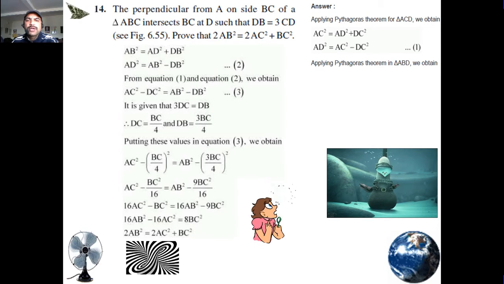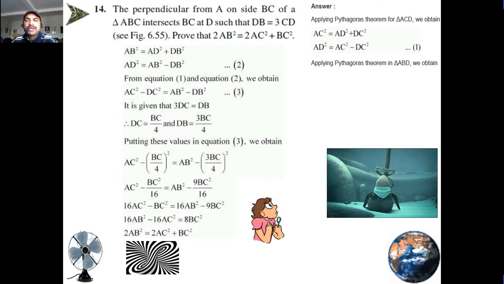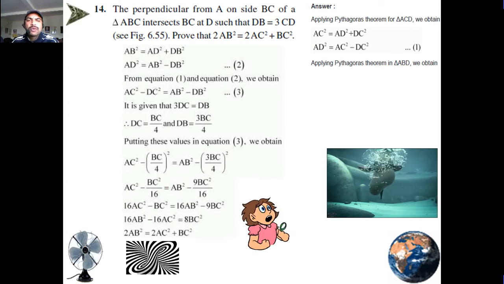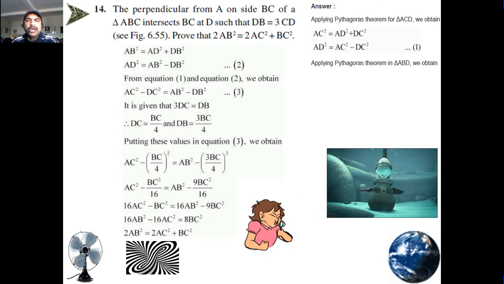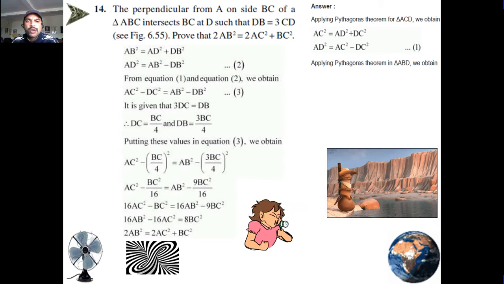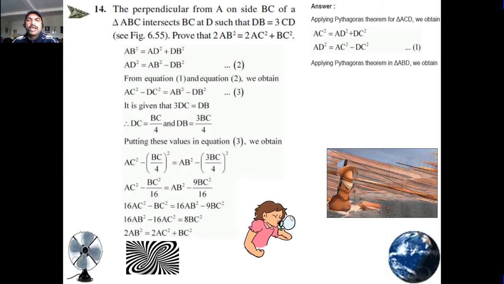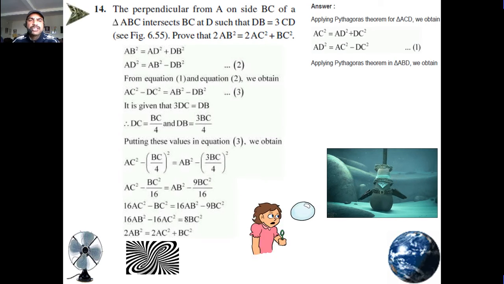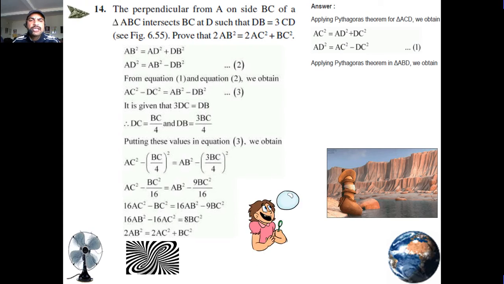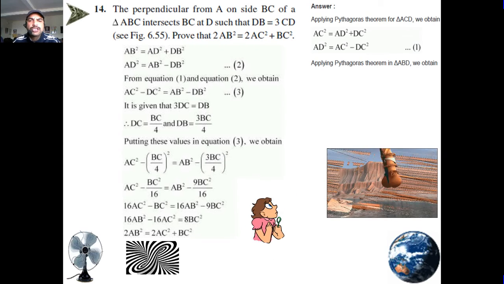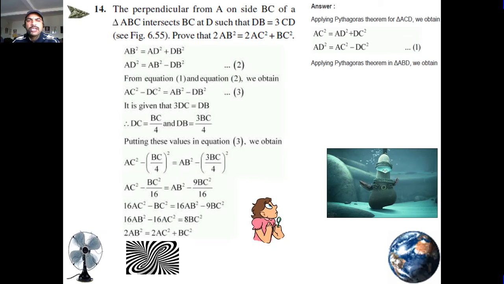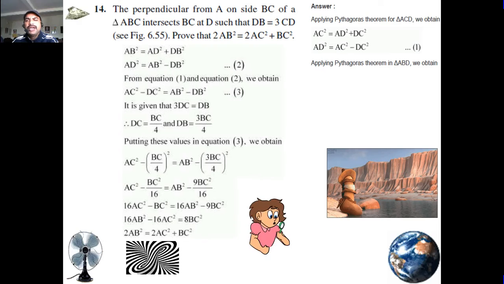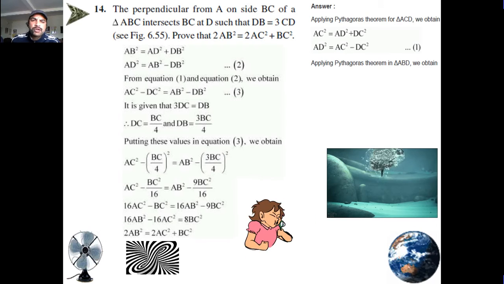The perpendicular from A on the side BC of a triangle ABC intersects BC at D such that BD is equal to 3CD. In the figure, prove that 2AB square is equal to 2AC square plus BC square. AB square is equal to AD square plus BD square. Applying Pythagoras theorem in ACD, we obtain AC square is equal to AD square plus DC square. AD square is equal to AC square minus DC square. Applying Pythagoras theorem in ABD, we obtain AD square is equal to AB square minus DB square.